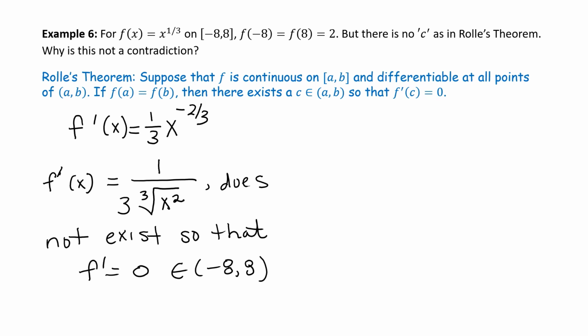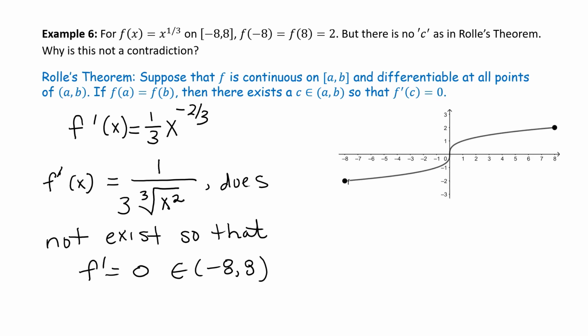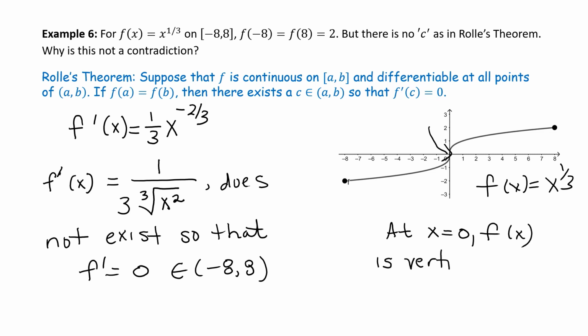Why is that? Well, let's look at the graph. This is f of x equals x to the 1/3 from -8 to +8. At the particular point where x equals 0, you have a vertical part of the graph. And if it's vertical, there is no derivative. Let's write that. At x equals 0, the function f of x is instantaneously vertical, and that means no derivative.